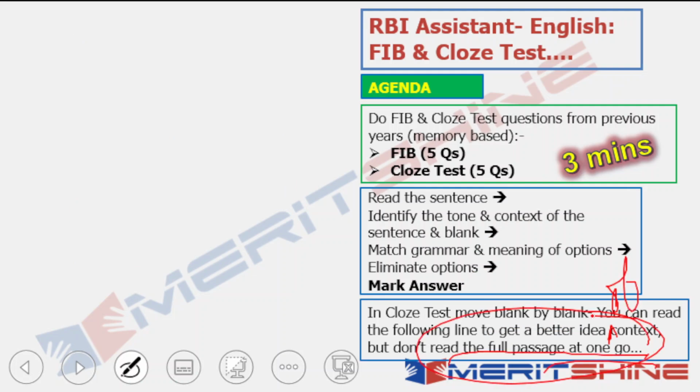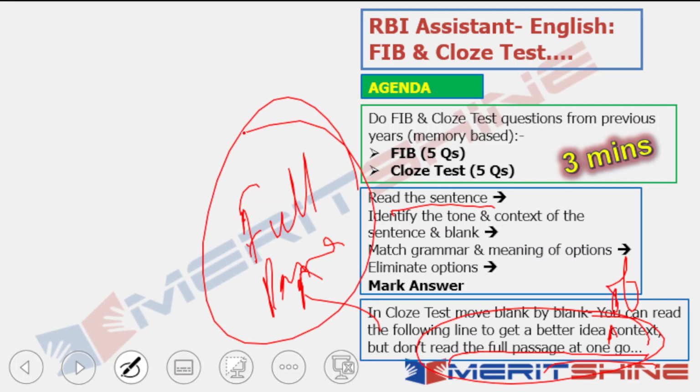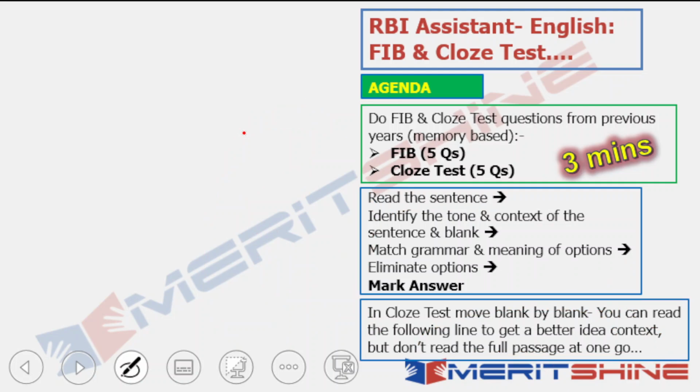So this is important. What would be the difference between fill in the blanks and Cloze test methodology? The methodology would differ in this way: in FIB I am reading the full sentence. Here also I will read the full sentences, but I will not read the full para. Why? Because I would go blank to blank. So I will read the sentence that contains the blank, and the following sentence, to have a better idea, but I would not go beyond that. I'll answer on the basis of that. Okay, so I'll show that to you.